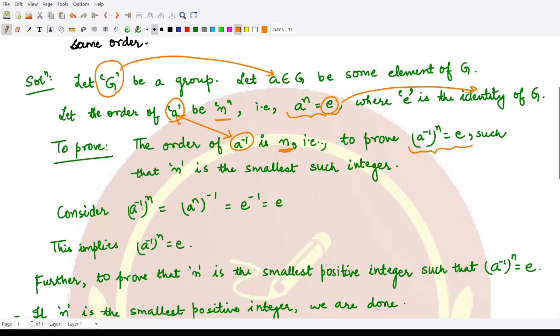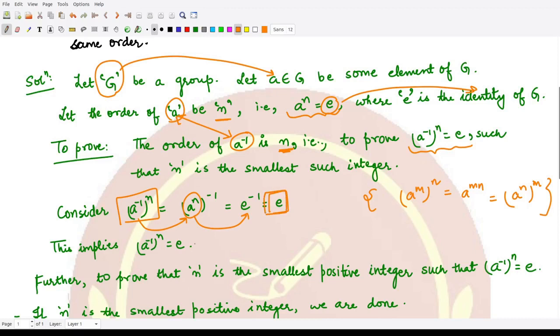Here we consider a inverse raised to power n. You can use the exponent law like this: a raised to power m raised to power n is a raised to power mn, which is further equal to a raised to power n raised to power m. Using this result, you can write this thing like this. Now the value of this thing is e, because it is given to us, and the inverse of identity is identity itself. So from here you obtain a inverse raised to n as equal to identity, correct? So one part of the proof is done.